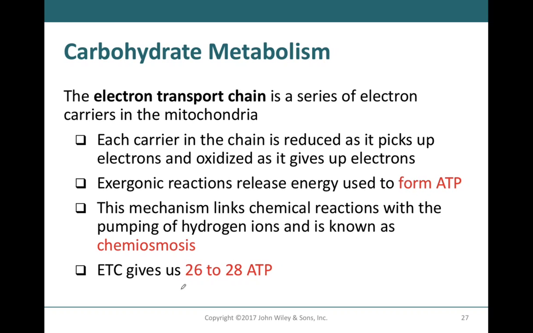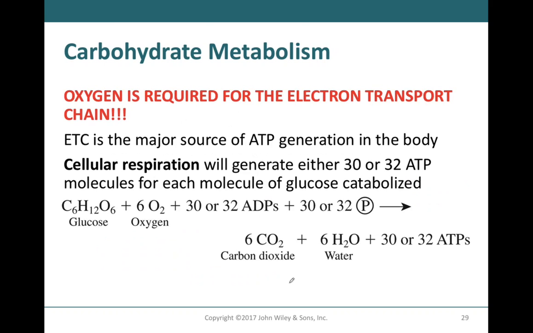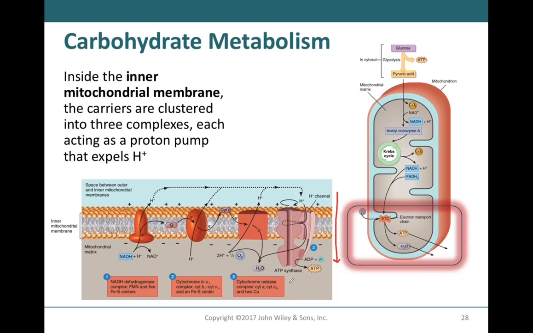So on the test, if I was to ask how much ATP comes from cellular respiration as a whole, we're going to take the 4 ATP that we got from our other 3 reactions, and we're going to take this 26 to 28 to give us a grand total of 30 to 32 ATP. And just like all of our reactions except for glycolysis, the electron transport chain will also require oxygen. Oxygen is going to be used here in the electron transport chain to combine with these electrons, and that's going to help us to form water.